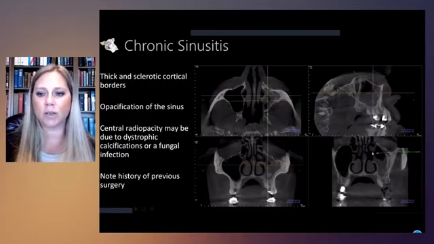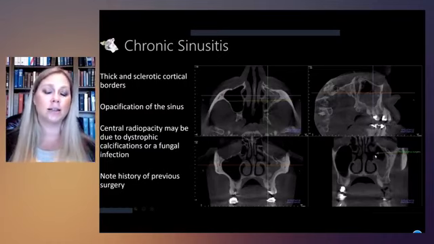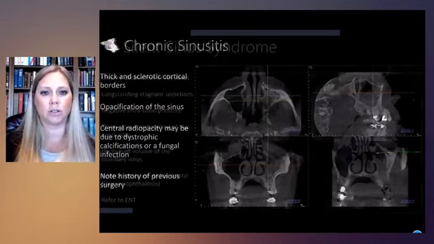This particular case, we have an enlarged ostium or osteomeatal complex, and lets us know we already have a past history of sinus surgery, but the patient does need to go back to their doctor.